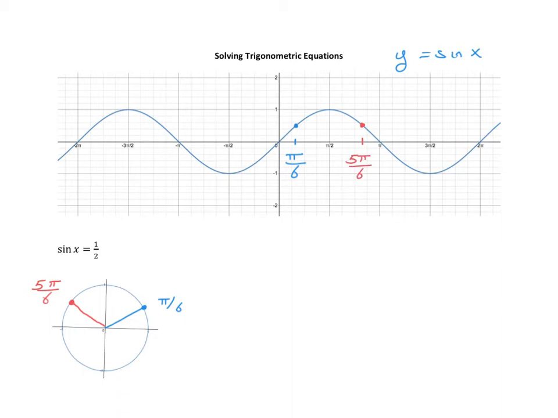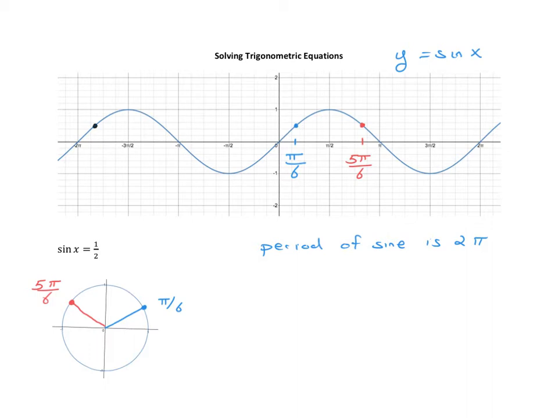All right, are there any others? And the answer to this question is yes. In fact, there's infinitely many solutions to this equation. The reason for this is that the period of sine is 2 pi. That is, if you're at this point and you go 2 pi radians to the left, you find another spot where sine is equal to 1/2. So I'm going to label that right here.